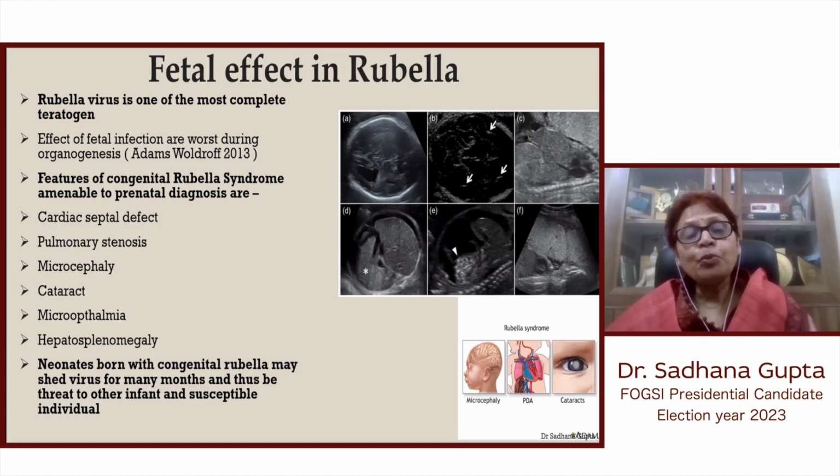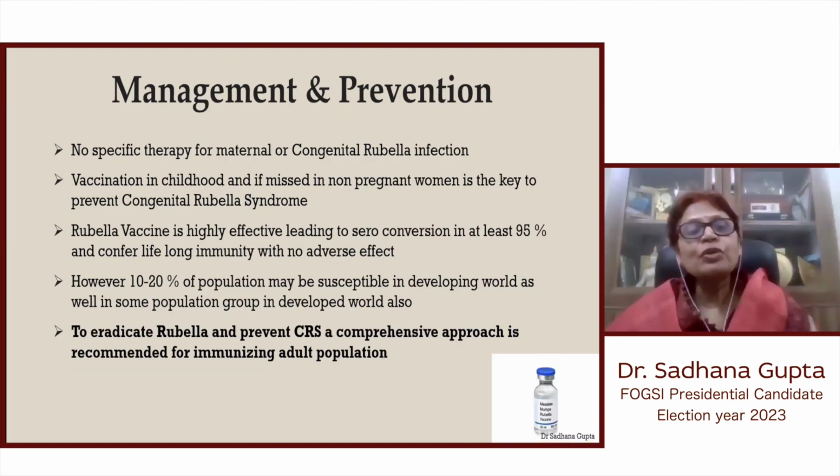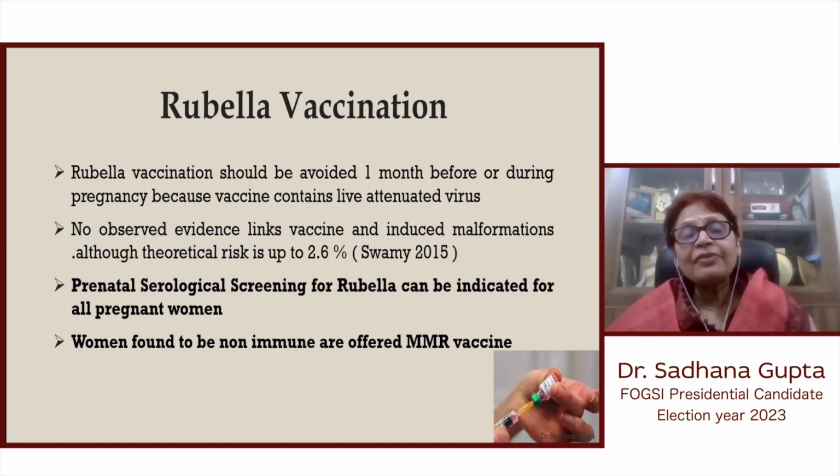An important thing is that a newborn born with congenital rubella may shed virus for many months and thus be a threat to other infants and susceptible individuals. There is no treatment for rubella infection in the first trimester. If you are seeing multiple anomalies on ultrasound, termination is a good choice. The only prevention is the rubella vaccine.